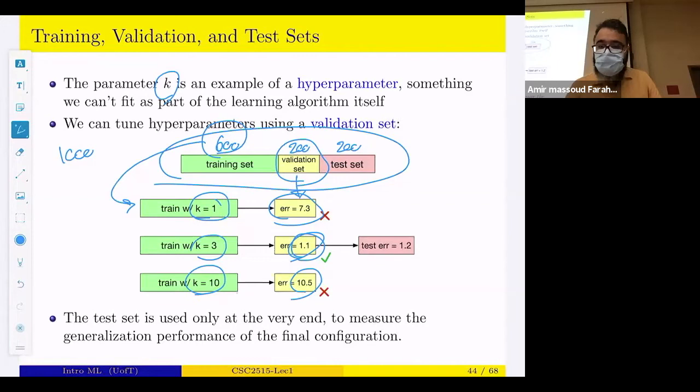So should the distribution of the validation set be different from the training set? No, here I guess we assume that the distribution of all of them are the same. So they are coming from the same probability distribution.